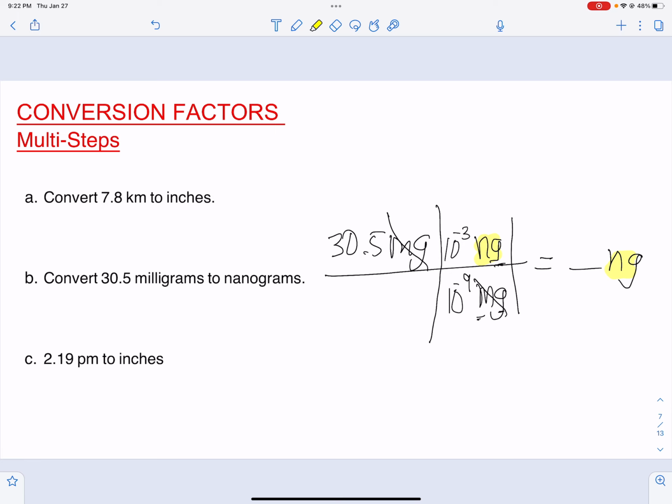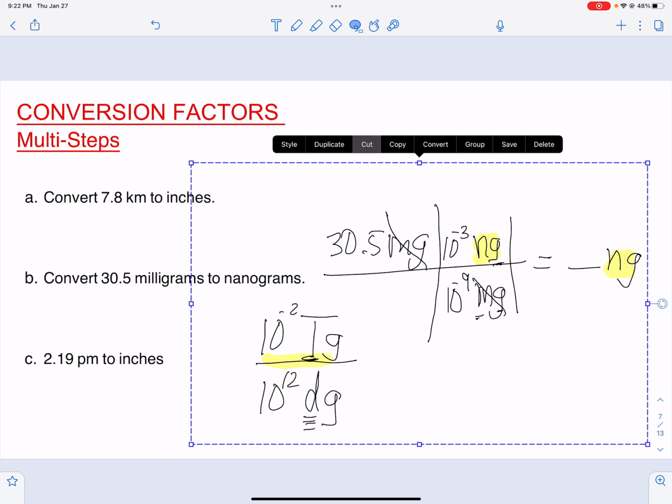So if you're ever doing something where the conversion factor has, for example, teragrams, and at the bottom you have decigrams, the value of this, you put it on top, and the value of this, you put it at the bottom. And that gives you a conversion factor that you can use in only one step. So let's do the last problem.